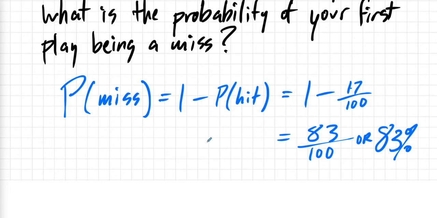Now your probabilities change a lot once you get a hit, because then you can strategically pick which direction you're going to guess next to that one. If you get a hit, then obviously the ship has to be somewhere near that spot you hit.